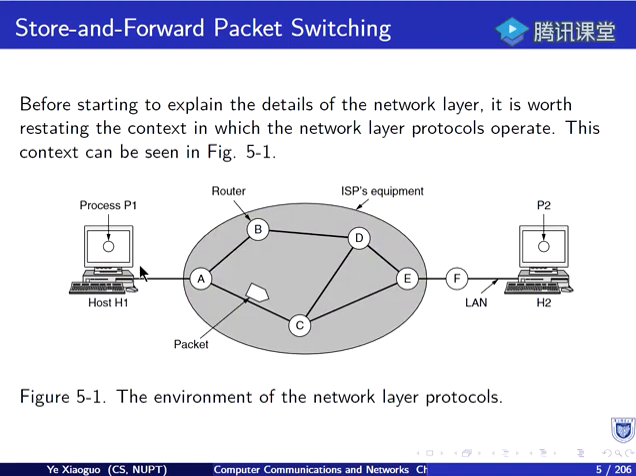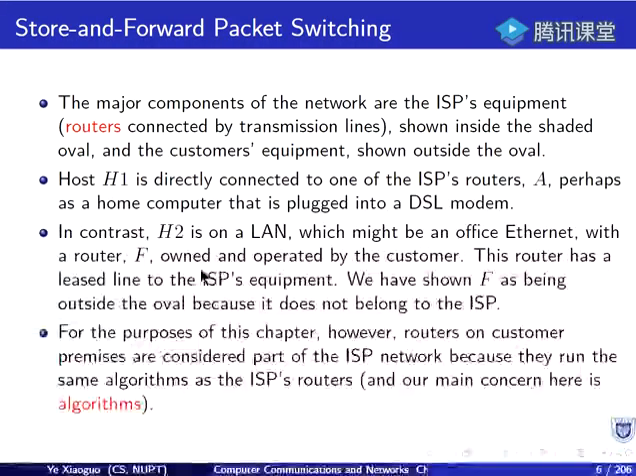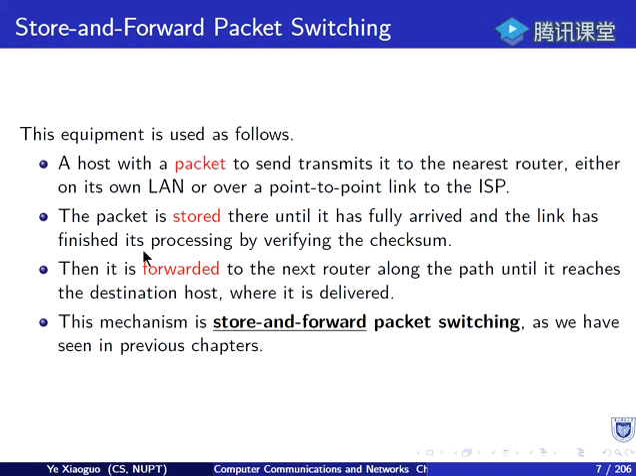Host 1 transmits its packets to the nearest router. For this topology, there is only one choice, only one router connected to host 1, so it is delivered directly to router A. Right? So a host with a packet to send transmits it to the nearest router, either on its own LAN or over a point-to-point link to the ISP.